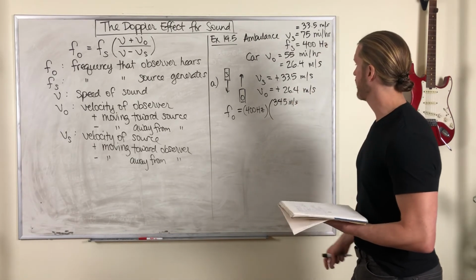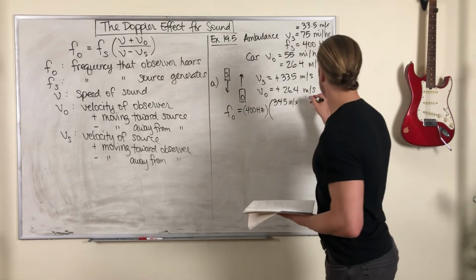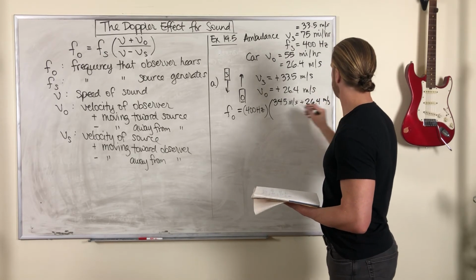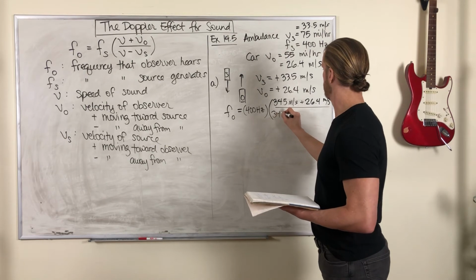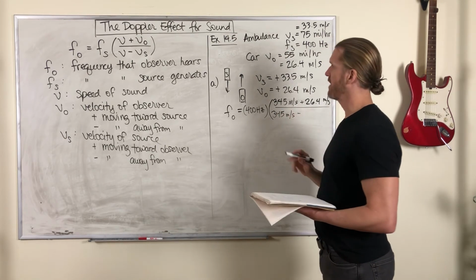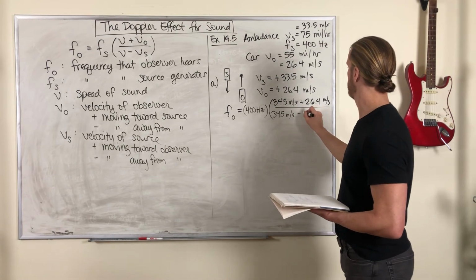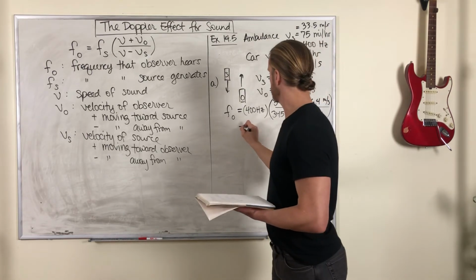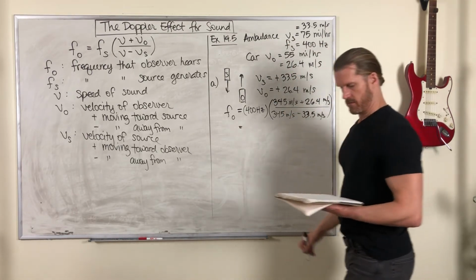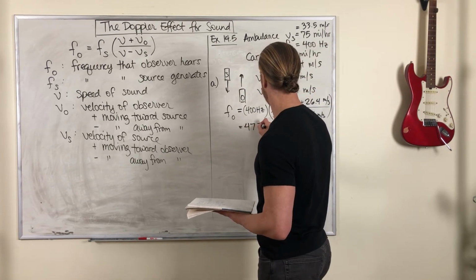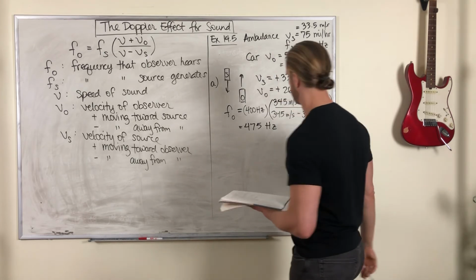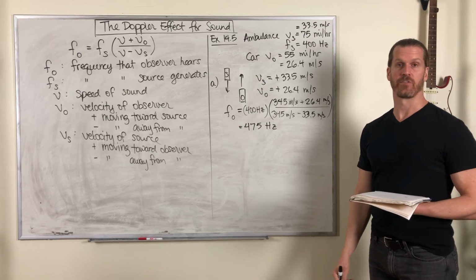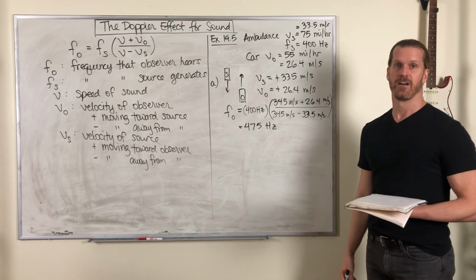And now let's just get our signs correct. VO, we add it, it's positive, 26.4 meters per second. And on the bottom, we subtract VS, which is positive, giving 475 hertz. That's a significantly higher frequency than a siren has when it's stationary. So that will sound like a higher pitch.